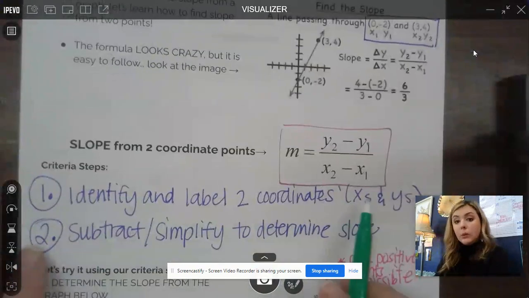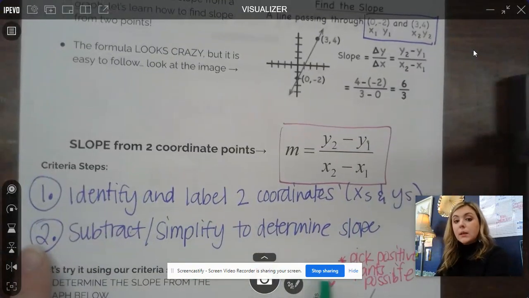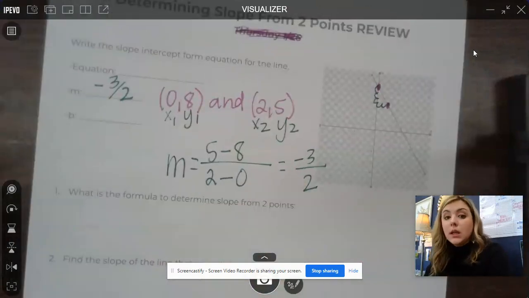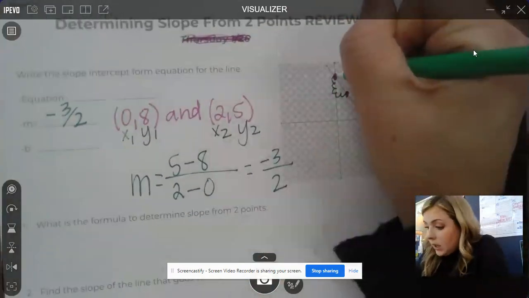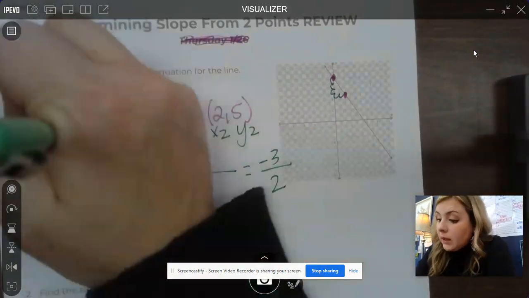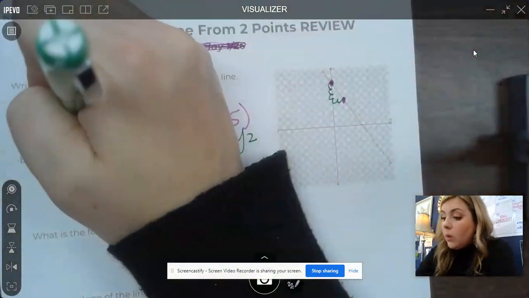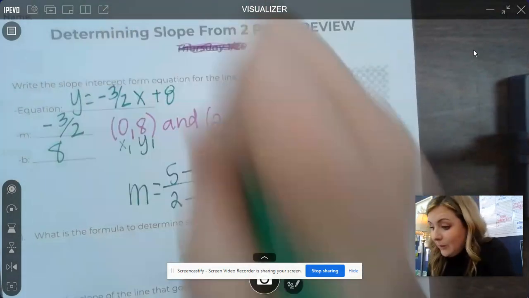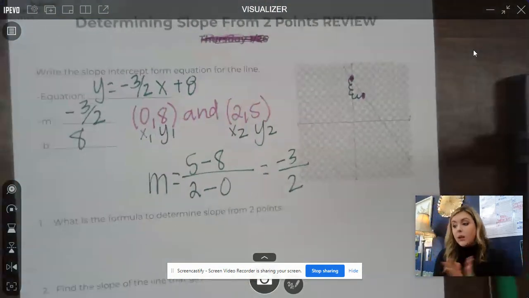Identify and label the two coordinates. Subtract and simplify the slope as needed. So I didn't need to simplify this one, obviously. And I could see that right here is my y-intercept at positive 8. So I can easily build an equation now and say that y equals negative 3/2 x plus 8. Okay, so that's a quick and easy way to do this.